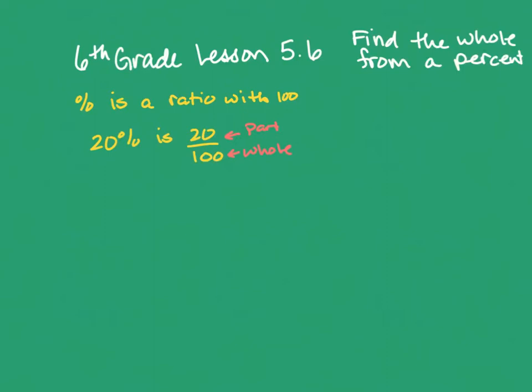6th grade lesson 5.6. This is finding the whole from a percent. And the book, as usual, will give us a couple of options on how to do it, because all of our brains work differently. So it's always helpful for us to see what's happening, and then we find the path for the way that works best for our brain.